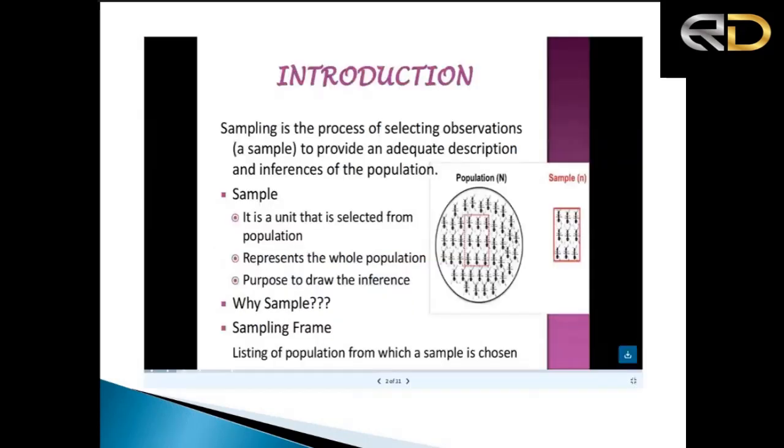Now, here you can see this is the population and we have taken a sample. So sampling is a process. Sampling is nothing but the method or technique of drawing a sample from the population, and the rest is estimation. So sampling is the way, method, or technique to get the sample from the population.